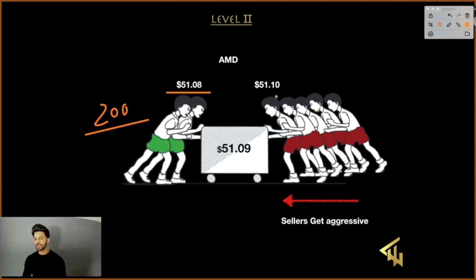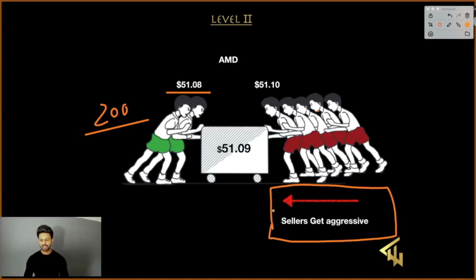But at $51.10, now we have much more aggressive sellers who are trying to keep the stock below $51.10, right? So this is showing us that there are more aggressive sellers at this particular price point, and they might start pushing the stock back down. So if you're in a position, you want to take your position out, or wait to see if there is volume coming in from the buyers, see if buyers actually get aggressive and push right through these sellers.